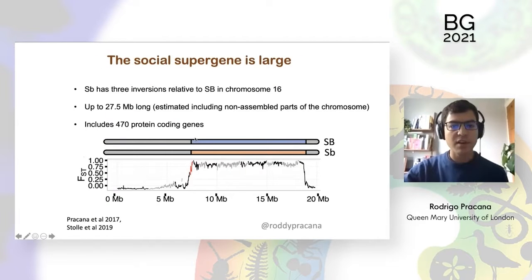Right, so this is a very large supergene. It extends up to about 27.5 megabases. So that's over half of chromosome 16 of the fire ant genome. And this estimate includes non-assembled parts of the chromosome. This supergene has about 470 protein coding genes, although we don't know which, if any, of these genes actually affect the phenotypes that are under control of this supergene region.